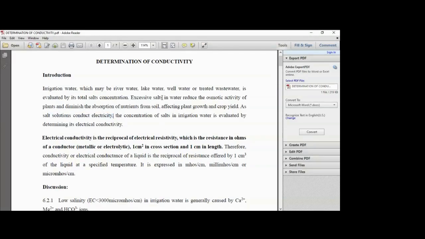So if there are excessive salts, what will happen? More electricity will be conducted through that particular irrigation water. If there is a small amount of salt, what will happen? Less electricity will be conducted through that particular water.